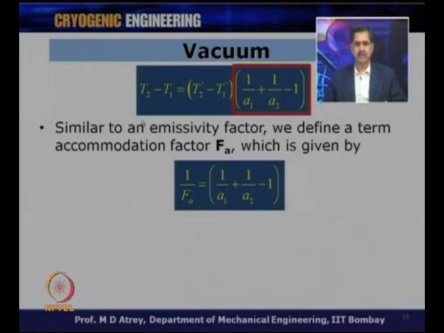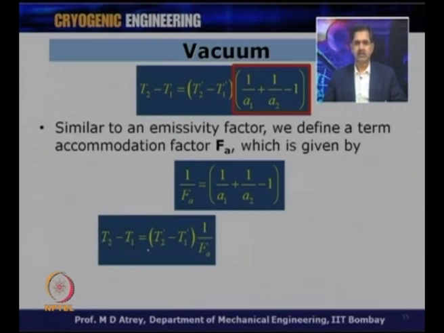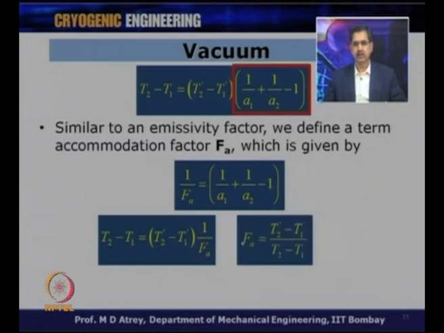So, how do I write this expression now incorporating this accommodation factor? T2 minus T1 is equal to T2 dash minus T1 dash into 1 by Fa. So, Fa, the accommodation factor, is equal to T2 dash minus T1 dash divided by T2 minus T1. Now, this is a general expression which could be used to calculate Fa, or I calculate Fa from A1 and A2, and it could be used to calculate the actual heat transfer that is going to occur because of free molecular conduction.